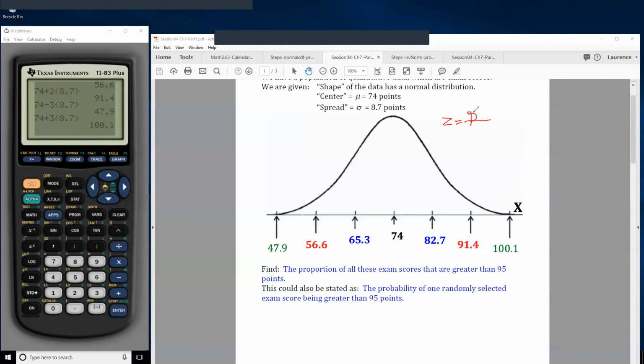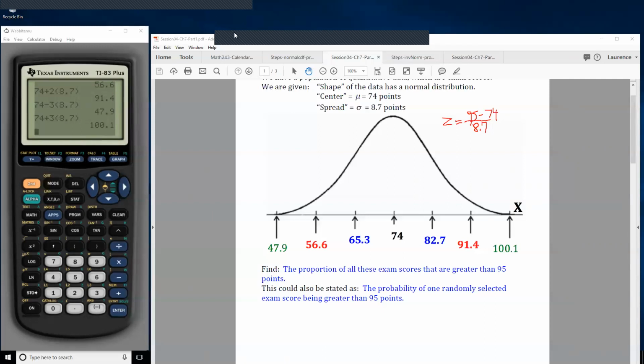So you've got your x value, which is the 95. And we're going to subtract the center, which is the 74, and divide that by the standard deviation, which is the 8.7.